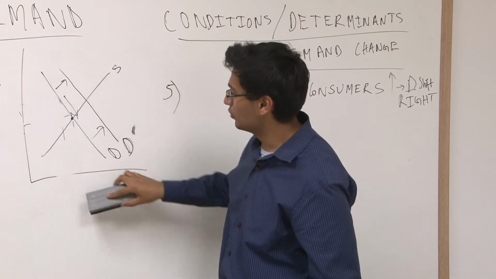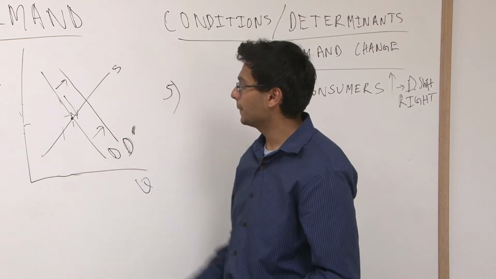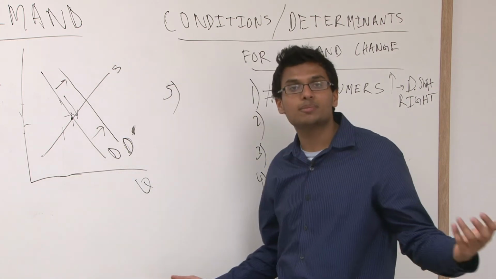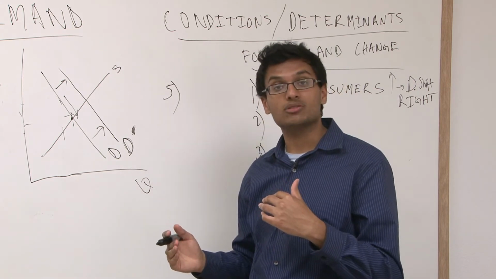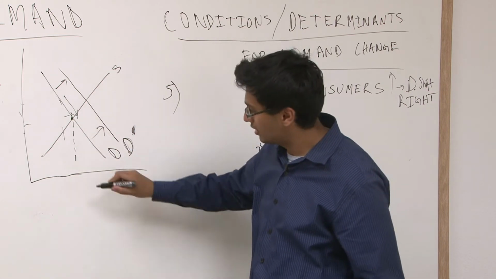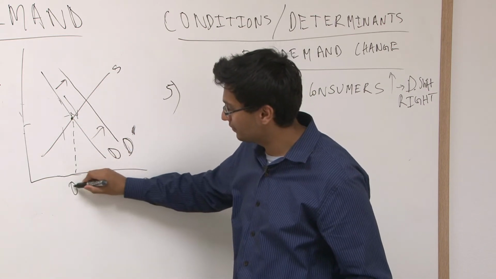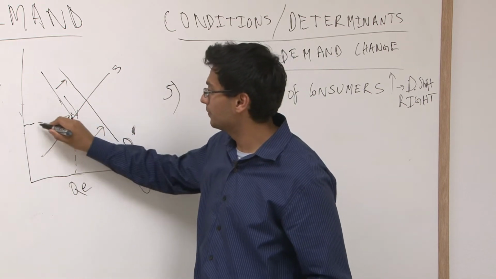The reason I'm doing this is that I want to show you guys the equilibrium and how it changes. So what was the before equilibrium? Remember, it was where the amount demanded equals the amount supplied. And this was the previous equilibrium point, correct? So this is QE, and this is price equilibrium.